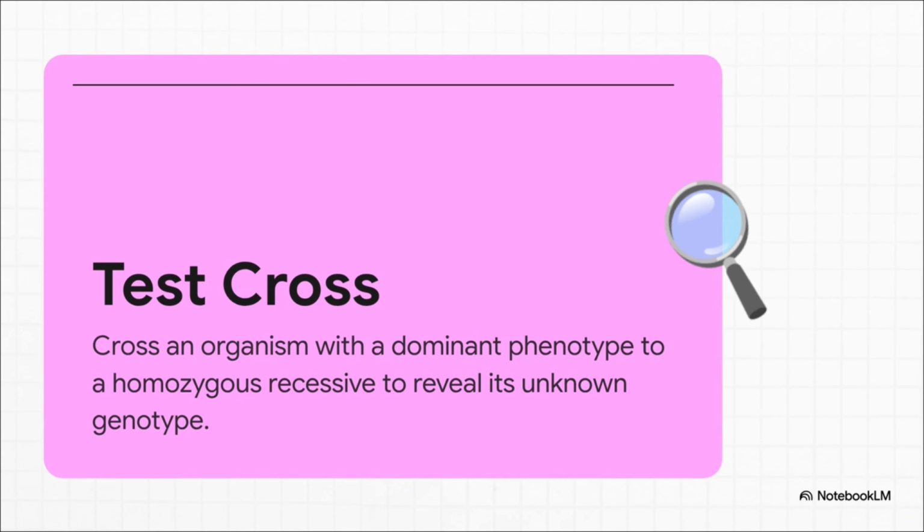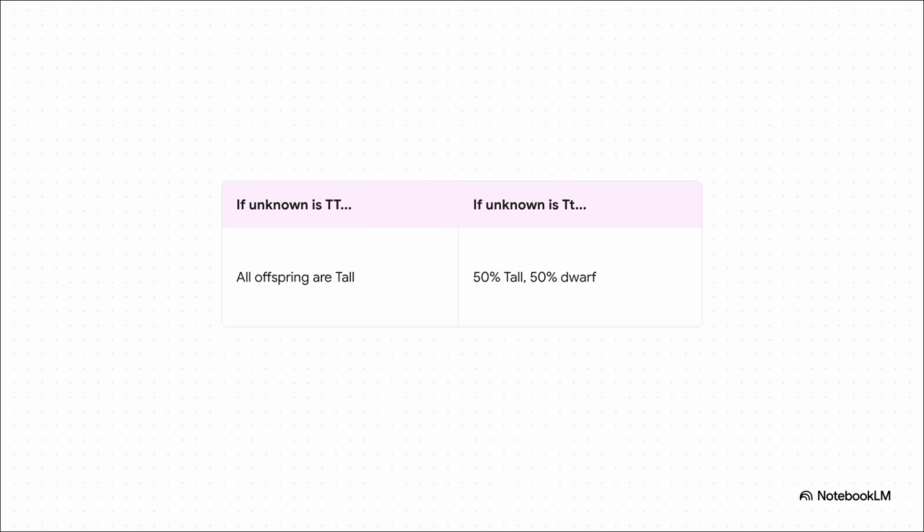Well, Mendel came up with this brilliant solution. It's a procedure called a test cross, and honestly, it works like a genetic truth serum. Here's what you do. You take your mystery tall plant, and you cross it with a plant you know is homozygous recessive, in this case, a dwarf tt plant. And the results of that cross will tell you everything you need to know.